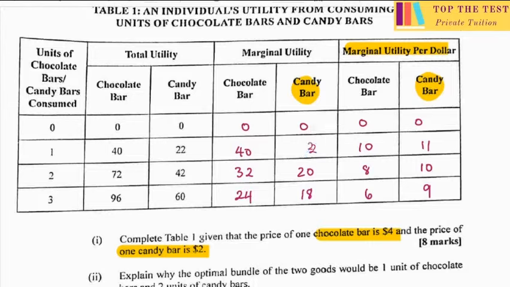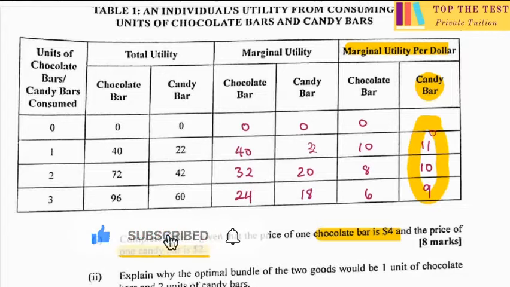When we consume the second unit, it would be 20 utils, or MU of 20 rather, being divided by 2, which would give us 10. The third candy bar, the MU is 18, and so the MU per dollar would be 18 divided by 2, which would give us 9. So that's how we would fill out this MU per dollar for candy bar. So once you have completed the table accurately, you would be getting your 8 marks.